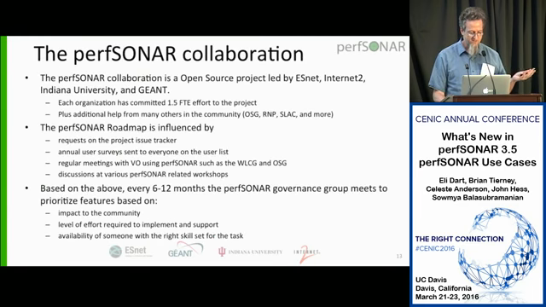So a bit about perSONAR collaboration. ESnet is just one of four major partners in the project. It's led by ESnet, Internet2, Indiana University, and GÉANT in Europe. Each organization has committed 1.5 FTEs to the project, which is roughly one FTE of developer and half an FTE of other folks like me who come and give talks like this. There's also a lot of help from others in the community. It is an open source project, and we do get people committing code and patches, et cetera.